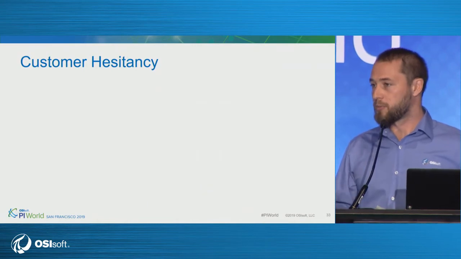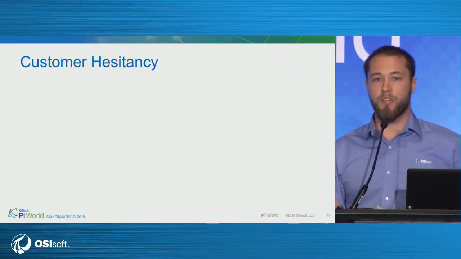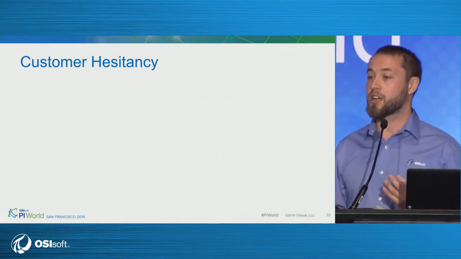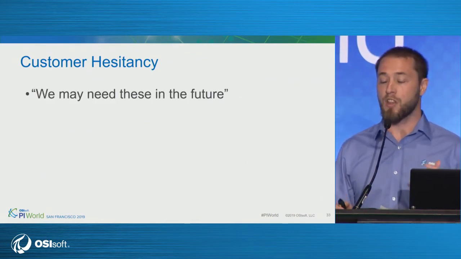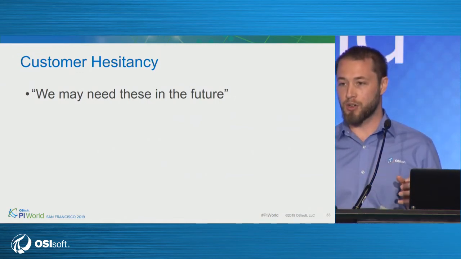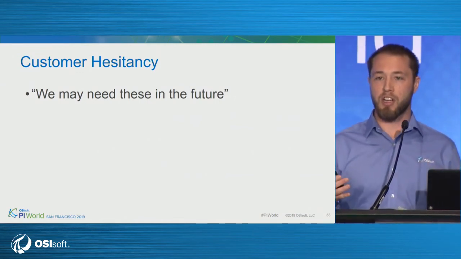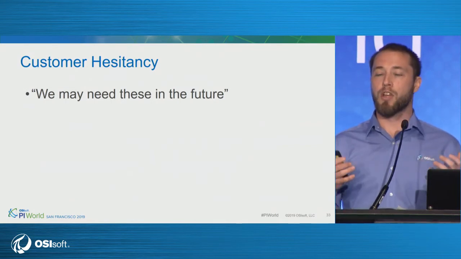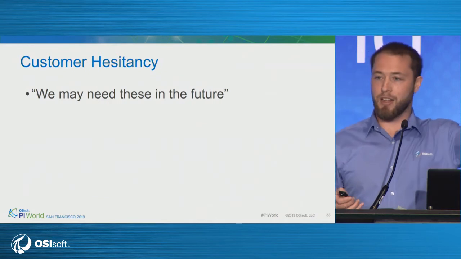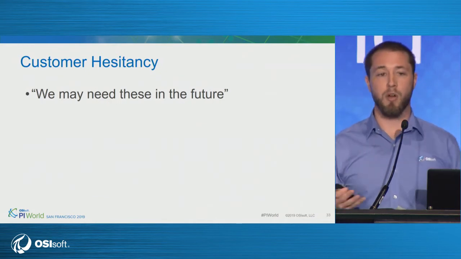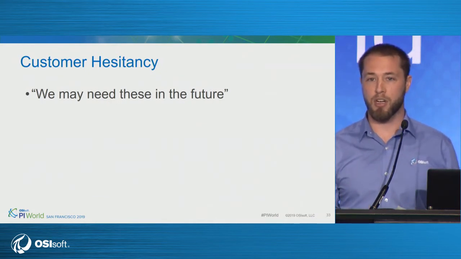Whenever I talk to customers about this, again, on-site, over the phone, whatever it may be, there's always a lot of customer hesitancy, and it makes perfect sense. The first one we hear, and I hear this quite a lot, is we may need these event frames in the future. So when I'm talking about critical event context, they say, well, we don't know what we need right now. They have these big, lofty goals, and it's completely true. They might need these in the future. They might not. They really don't know at this time. It's a very common occurrence.